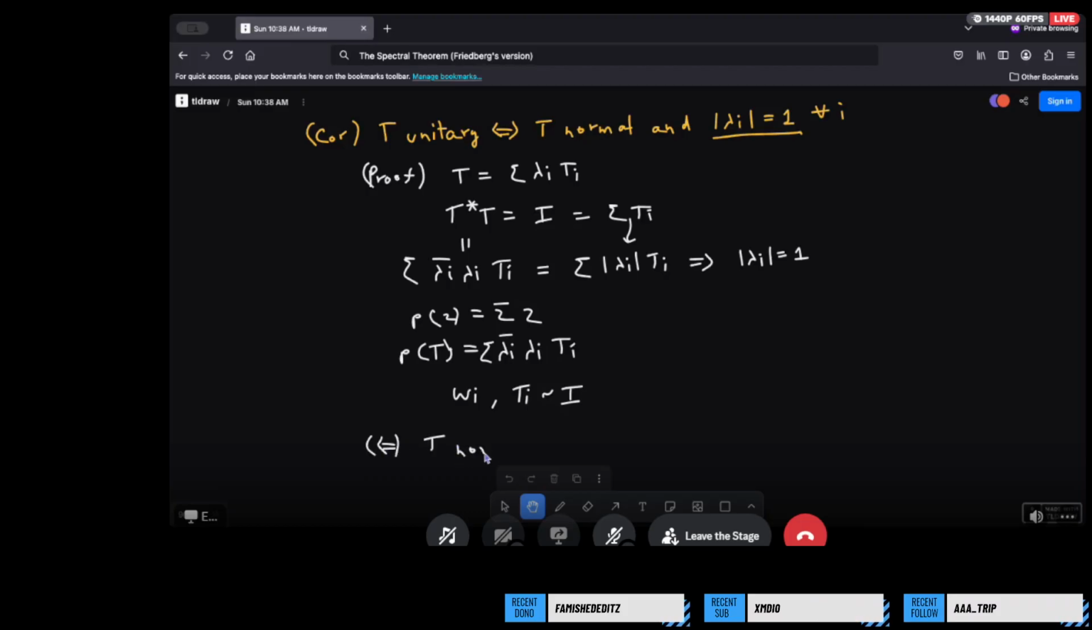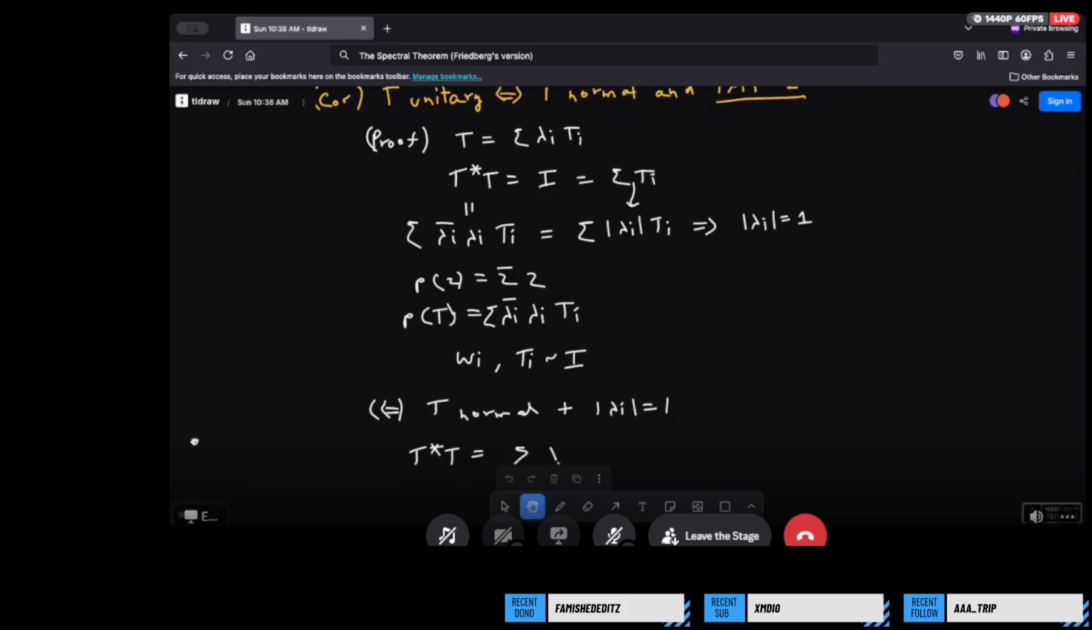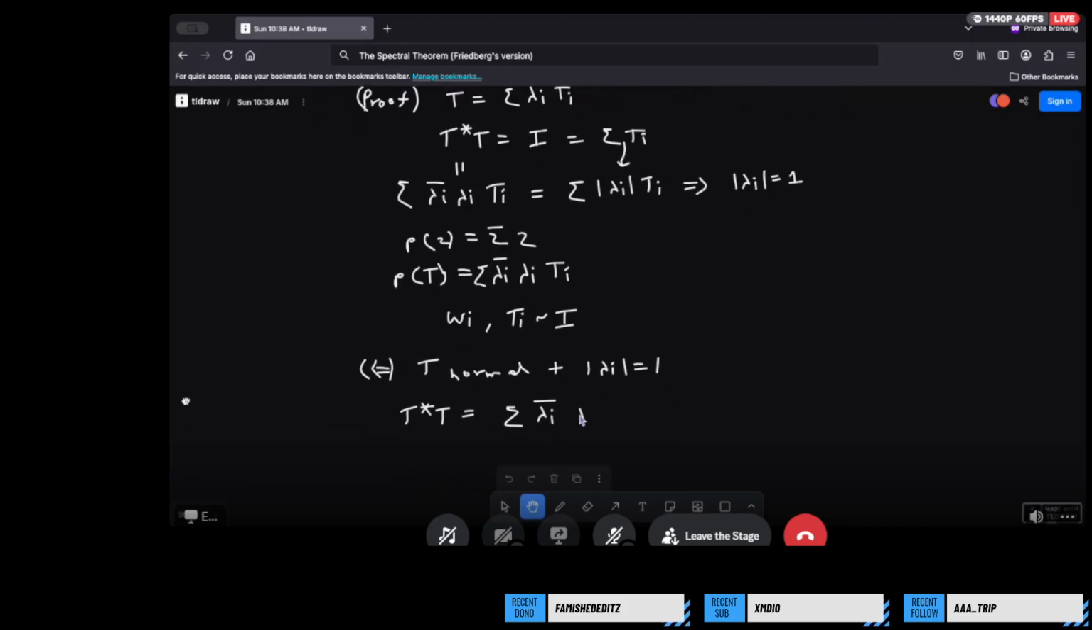Now let's go the other way: T normal plus the modulus of lambda I is equal to 1. We can again use the spectral decomposition and just compute T star T, and it's going to be the summation of lambda I bar lambda I Ti, which is the summation of Ti, which is the identity, because mod lambda I is equal to 1, right?